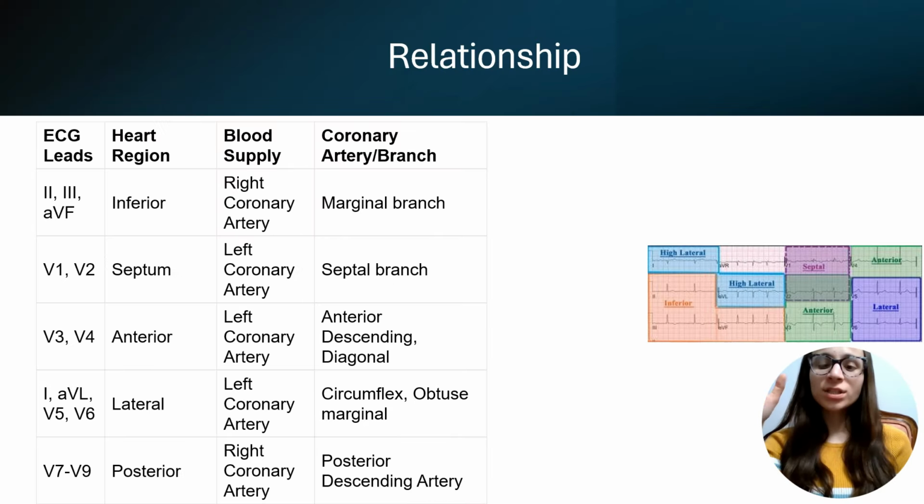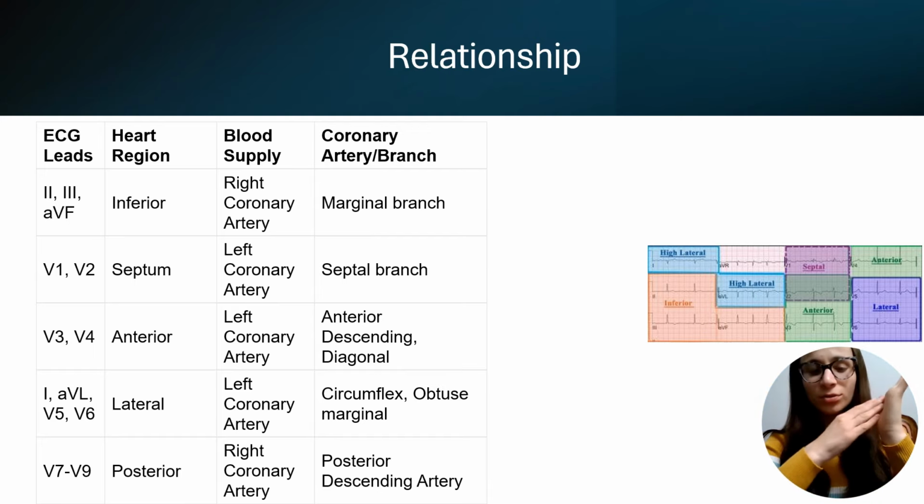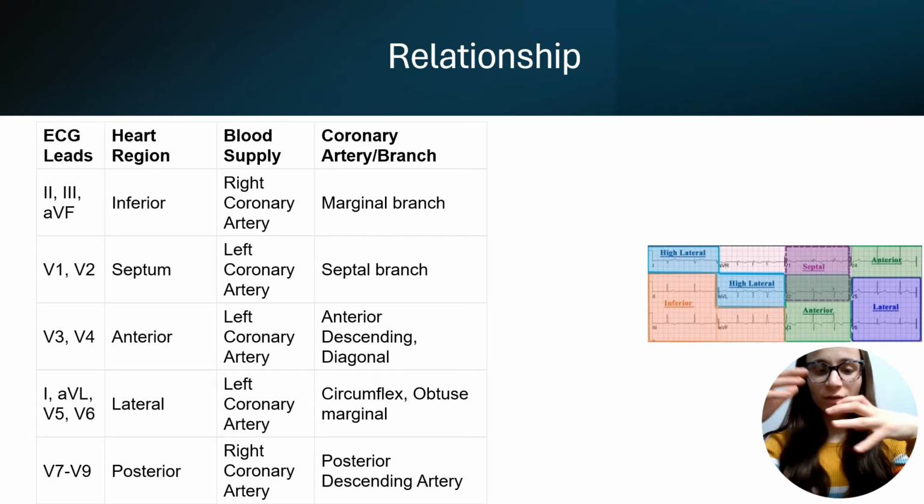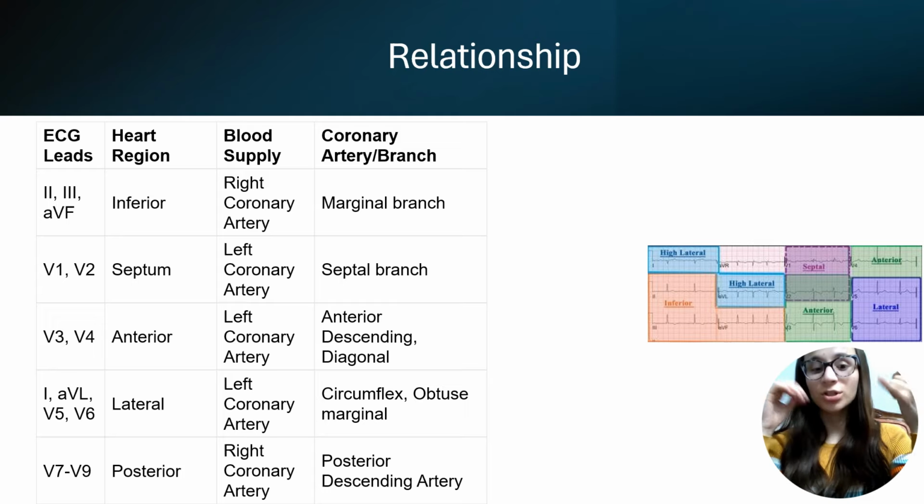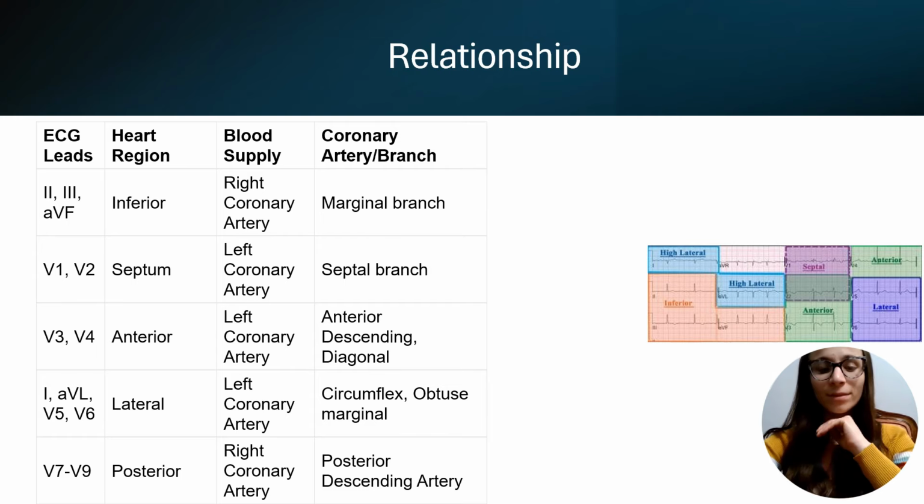So we're almost done. I just stuck in this chart that I made because it's really important to know, if you're looking at leads 2, 3, and aVF, what region of the heart we're talking about and where the blood supply comes from, because we're about to talk about ST elevations and ischemia. If there was a blockage in the right coronary artery, you would see EKG changes in leads 2, 3, and aVF. That's why you have to know exactly what you're looking for, what the relationship is, and what blood supply is cut off.